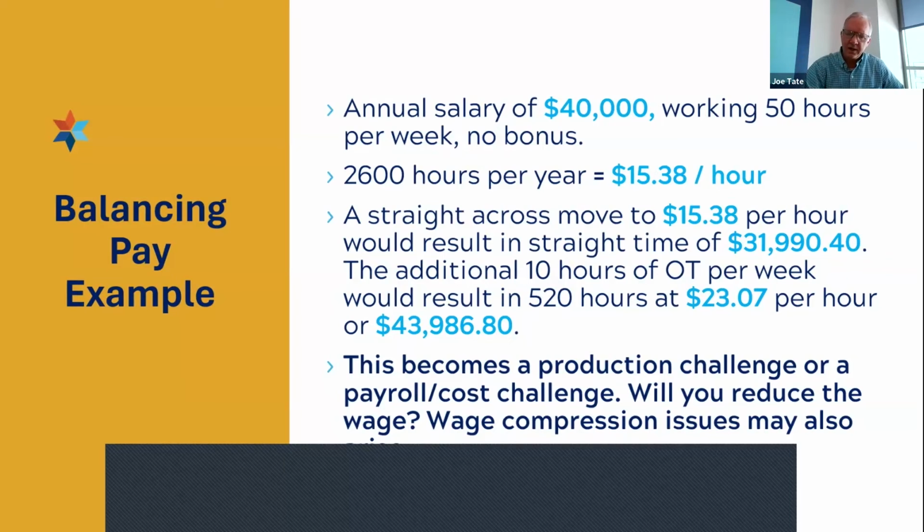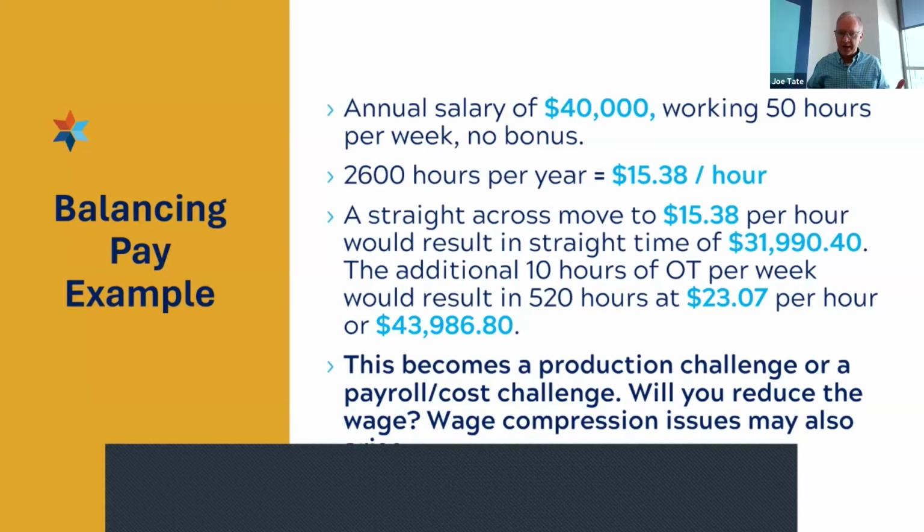It could also mean wage compression issues. This is likely a manager or a team lead or a supervisor, and now we bump them to an hourly wage. Well, what if there's someone on the team reporting to them that makes over $15.38? Now we've got these wage compression issues that we've got to deal with and look at. But maybe, if it's that, all the things that we have to look at are there.